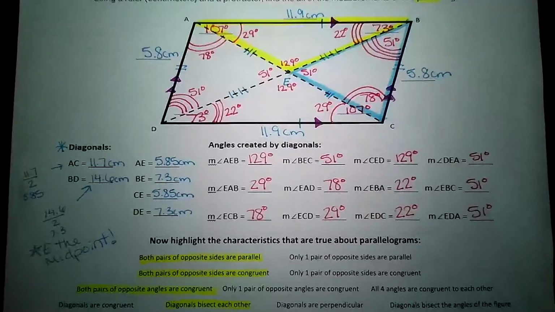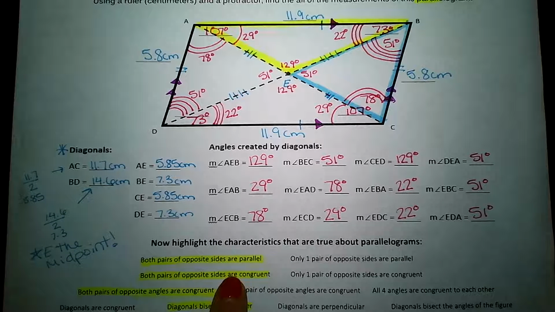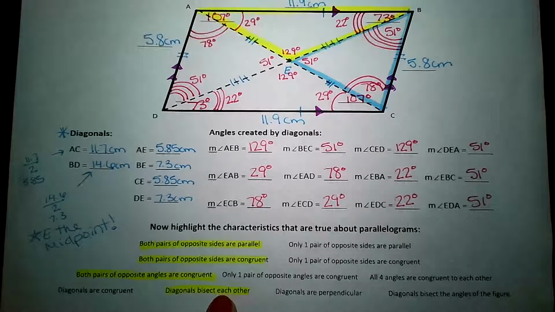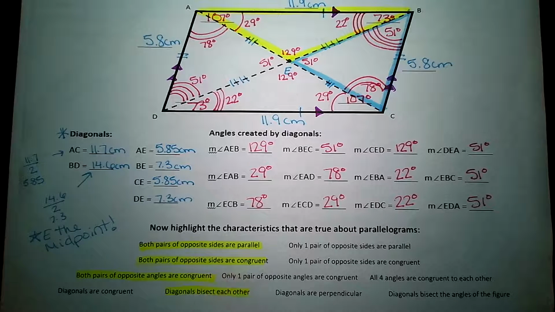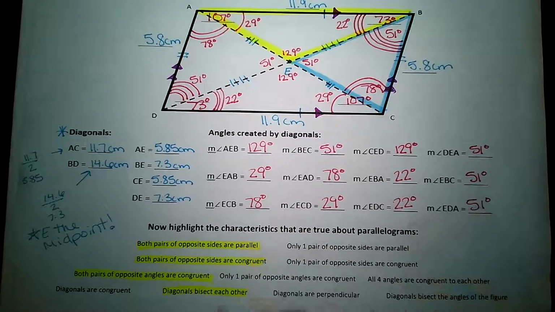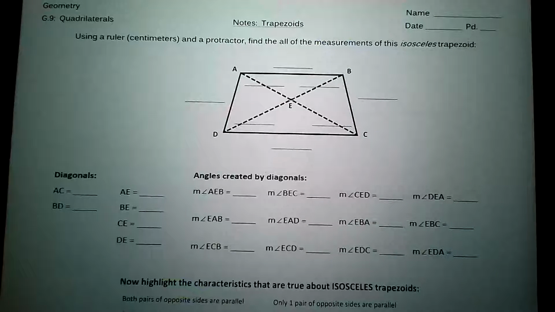Okay, so a parallelogram, ta-da, is a shape where both pairs of opposite sides are parallel. Both pairs of opposite sides are also congruent to each other. Both pairs of opposite angles are congruent to each other, and the diagonals bisect each other. These are the four properties that build up a parallelogram. Okay. Well, if you look at a trapezoid, we're missing some of these really important key properties. So let's get started and look at a trapezoid here.